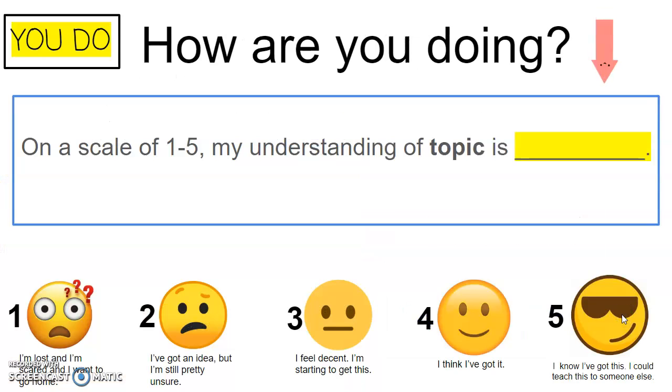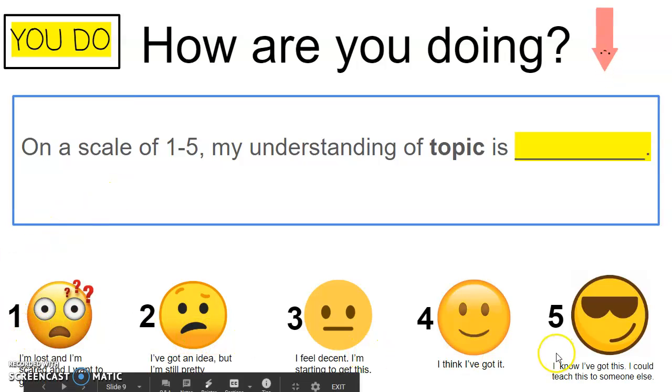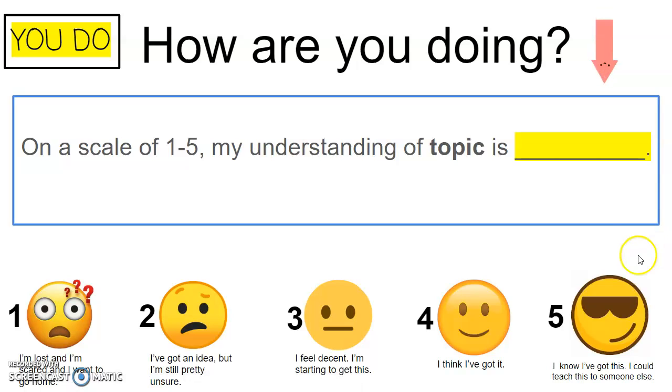Right now, you are going to stop, and on these slides, you are going to fill in the answer to this question. How are you feeling on a scale of 1 to 5? My understanding of the topic is. There is a description of what the different numbers mean. Take a look at those right now. Pause this video and add your truthful rating of how you feel you're doing.